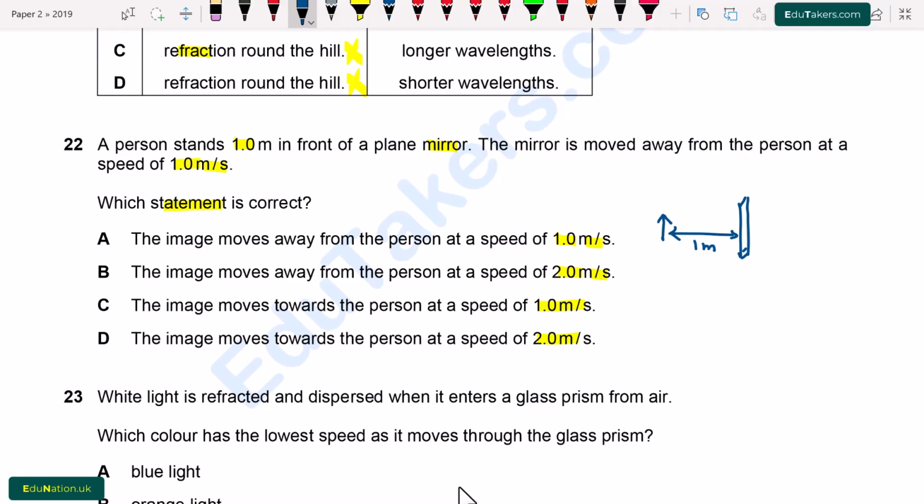As it's a plane mirror, the image formed is the same distance as that of the object, but it is on the opposite side. Now again this distance is 1 meter. It means that the image is moving away from the person at the speed of 2.0 meter per second, because here the distance is double, so the speed will be double. From here option B is correct.